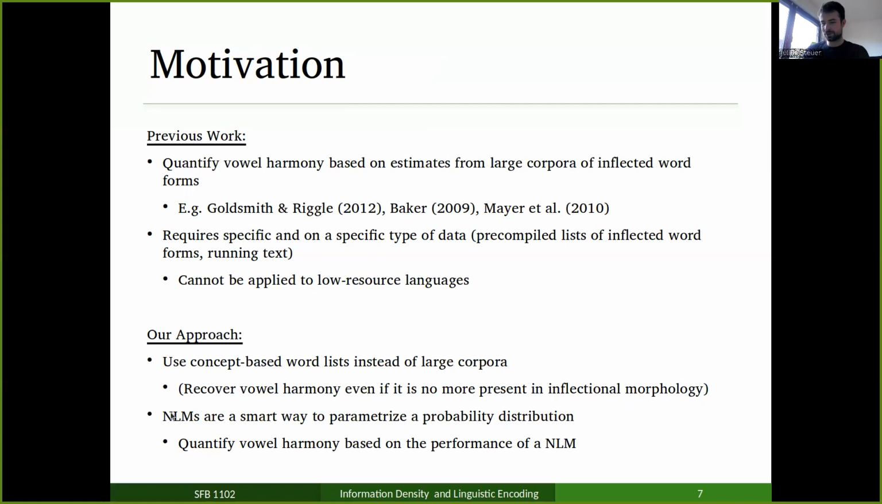And we wanted to use a neural language model to parameterize the probability distributions we use to measure vowel harmony. This is just a smart way to parameterize a probability distribution. But it allows us to use the same metric to infer these probabilities that we used to quantify vowel harmony, namely surprisal, which is the negative log probability of the vowel or word form given its context. In our case, it's the vowel. In normal neural language processing, it's the word, or the rest of the word.